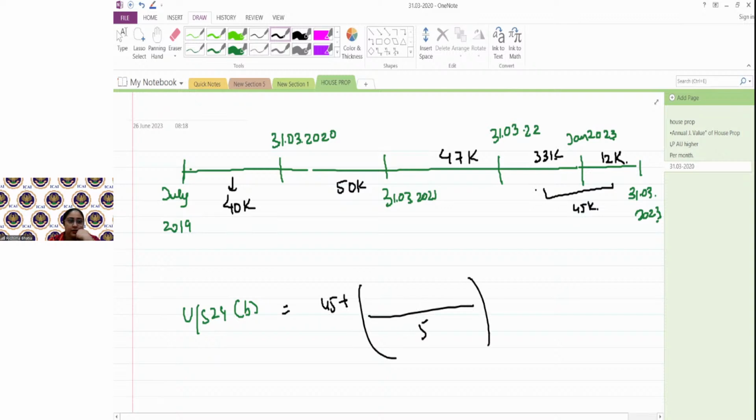Pre-construction period में क्या क्या आएगा? 40 plus 50 plus 47. अगर किसी ने इसके अलावा कुछ और लिया guys, then you are doing wrong. 40 plus 50 plus 47 divided by 5 is 27.4, plus 45. So my total interest accrued during the year plus pre-construction period का installment, total interest allowed under section 24 clause B would be 72,400.